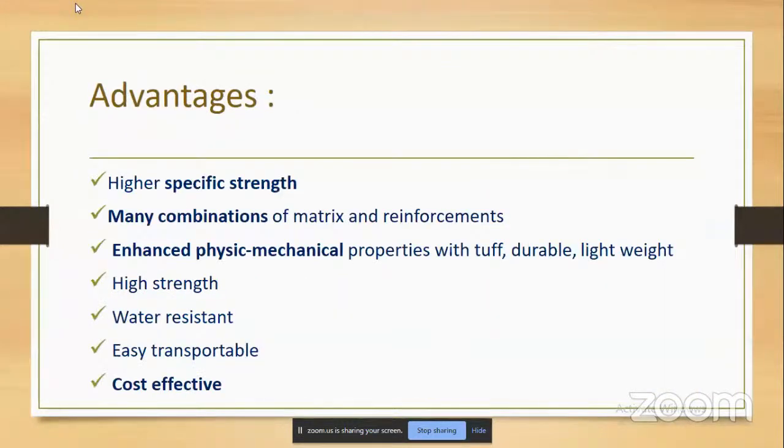So what are the advantages? There have to be advantages, that's why we are using this in today's time. Composites have a higher specific strength than many other materials. Mainly its advantage is the many combinations of matrix and reinforcement agents. It's tough, durable and lightweight, of course. And its super strength is the main specialty, if I say. Also, it is water resistant and easily transportable due to its light weight. Of course, they're cost effective, depending on the choice again.